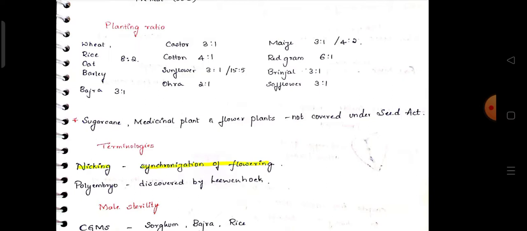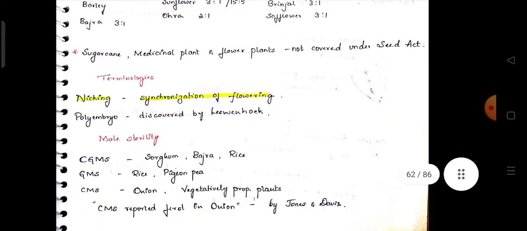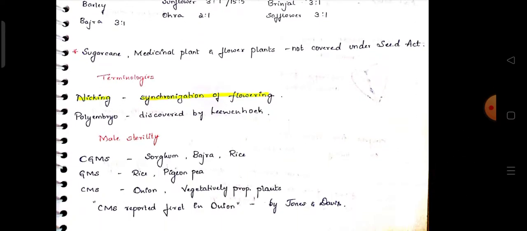Sugarcane, medicinal plants and flower plants are not covered under Seed Act. This point you should remember. Important terminologies. Nicking is synchronization of flowering. Polyembryony was discovered by Leeuwenhoek.